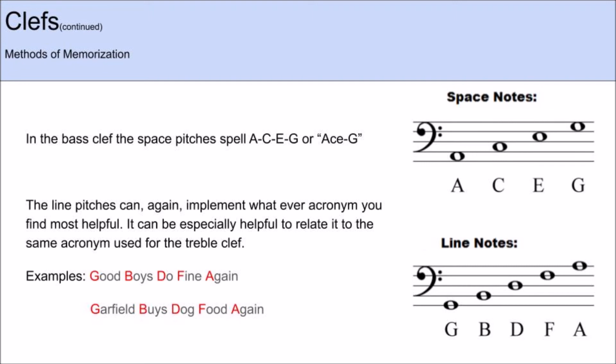The line pitches will again require an acronym that you can create on your own or use a pre-existing one. It is helpful to use an acronym that relates to the first acronym you used on the treble clef. Two examples of this would be Good boats do fine again, and Garfield buys dog food again. Take some time now to try to come up with your own acronym for the line pitches of the bass clef. In the next slide, we will be applying what we have talked about thus far.